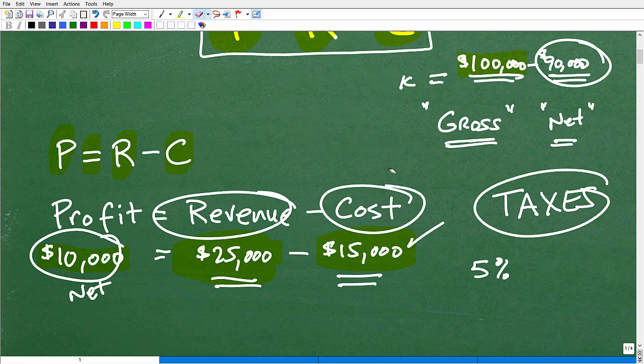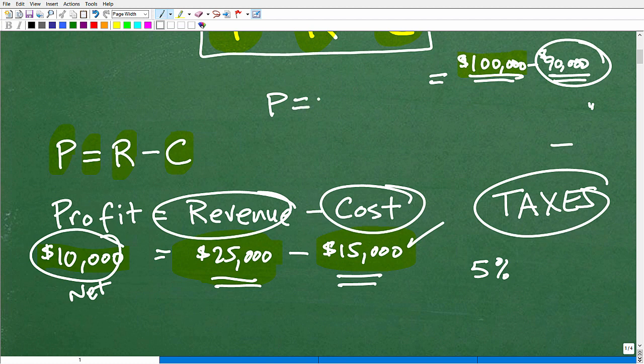Now, from an algebraic standpoint, how can we manipulate this formula? Well, P is equal to R minus C. But if I wanted to know the cost, if I wanted to rewrite this equation in terms of cost, how can I look at this equation? In other words, how can I solve for C? Profit is equal to revenue minus cost. How can I look at this in terms of cost?